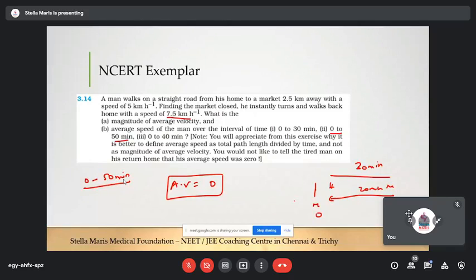Yes, sir. Yeah. So you're getting how we are getting average velocity as 0 for the time interval between 0 to 50 minutes. Kindly respond, please. So why is average velocity 0 here? Do you know the answer or shall I proceed? So you guys get how this average velocity becomes 0 for the time interval 0 to 50 minutes? Yes, sir. Okay, how?